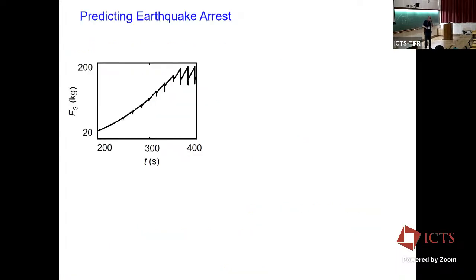Okay, let's now switch gears and we'll go into the earthquake prediction business. Okay, again, we're going to use what we know about fracture mechanics. This is a zoom in of a typical shear strength curve as a function of time. And these are the stick slip events here.